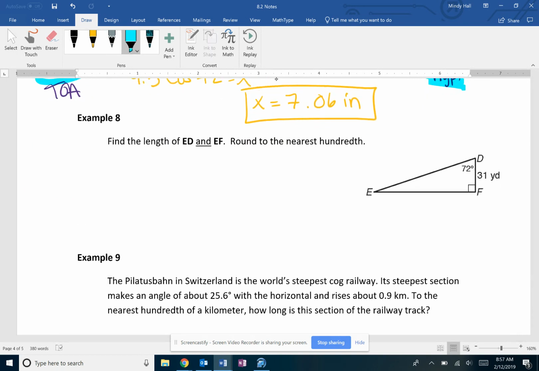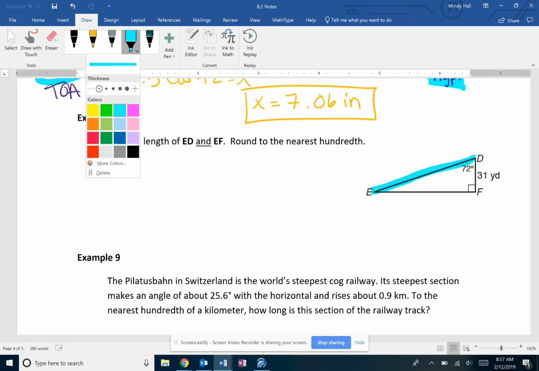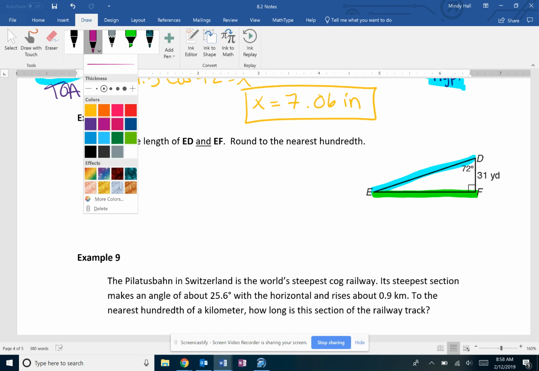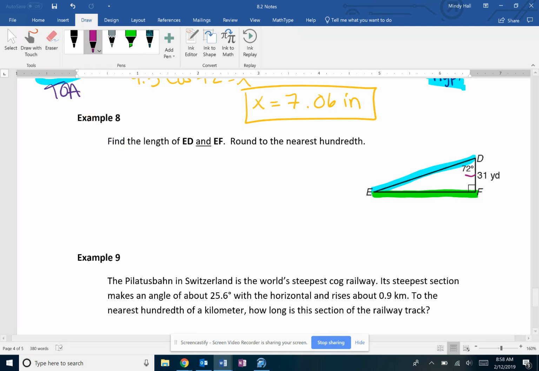All right, for number 8, we actually want to find ED and EF. So sometimes you may actually have to set up multiple trig ratios to find the things that they want. Since they ask for us to find ED and EF, we definitely want to label these. My ED is opposite of my 90, so I know it's my hypotenuse. My EF is opposite of 72, so it is my opposite side. And then 31 is my adjacent side.